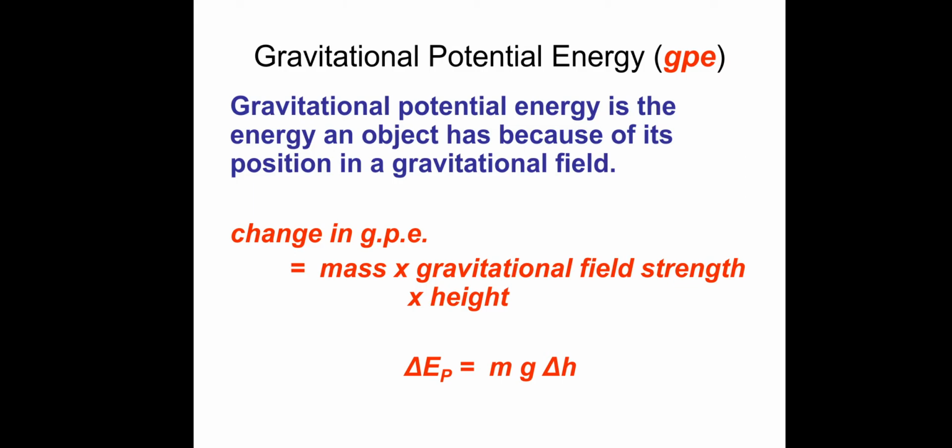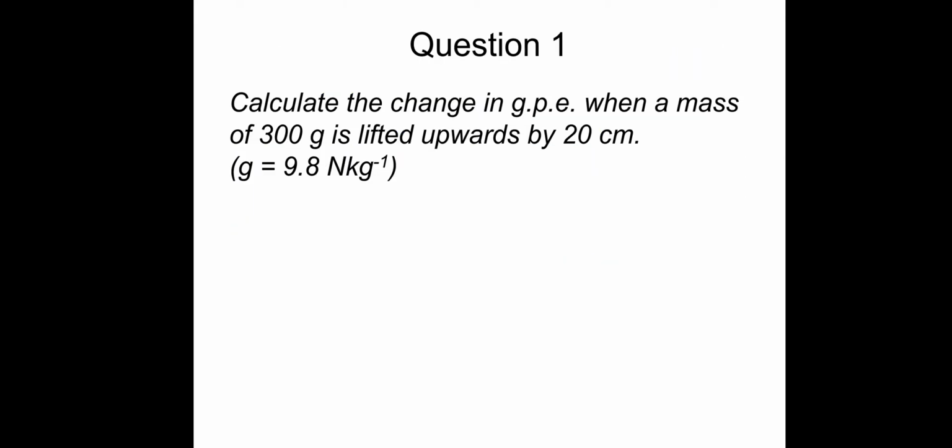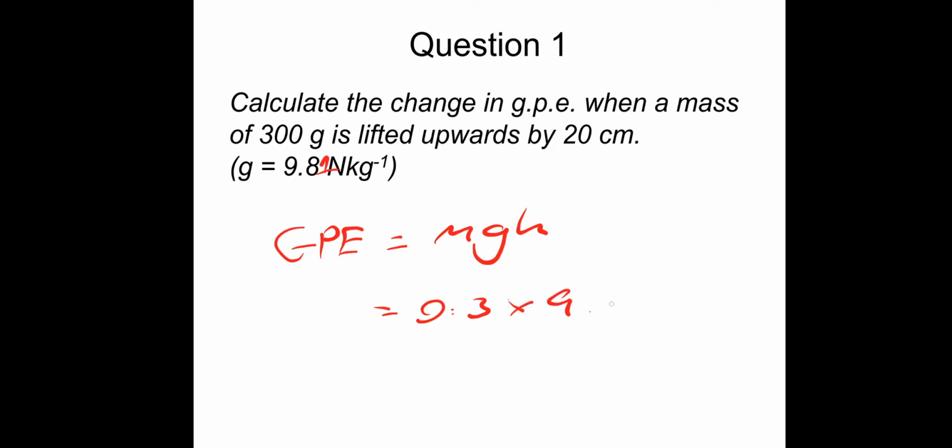So let's have a look. A quick question then. If you want to have a go. Calculate the change in GPE when a mass of 300 grams is lifted upwards by 20 centimeters. G is 9.8. Actually, let's use 9.81. So GPE is equal to mgh. So the mass is 300 grams, which is 0.3 kilos, multiplied by G, which is 9.81, multiplied by the change in height of 0.2 meters. If we put that in our calculator, we get 0.59 joules of energy.